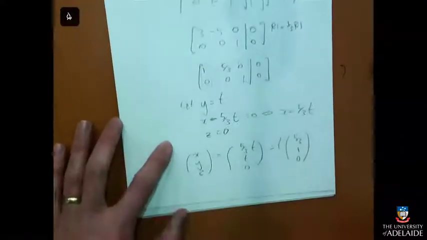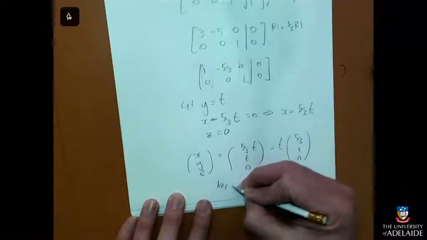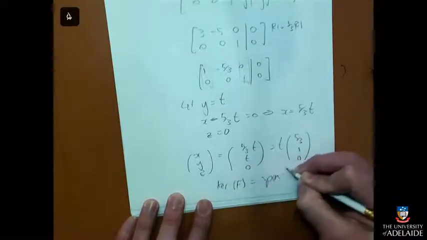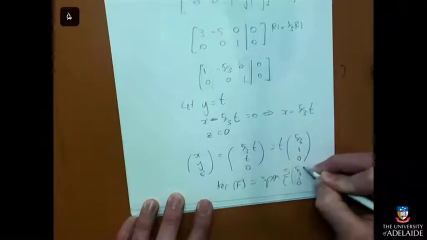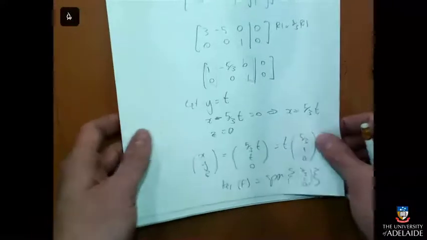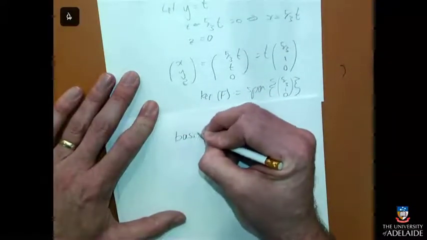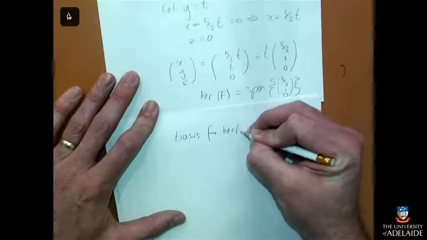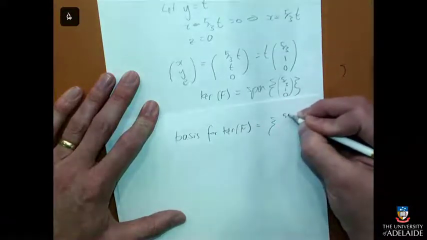So, what does that tell me? It doesn't just tell me that I've found all of the solutions. It tells me that the kernel of F is the span of this vector, because all the multiples of a vector is a span. That's how you make spans of a single vector. And since it is the span of that, and that's just one vector, I know that a basis for the kernel of F is just that vector.